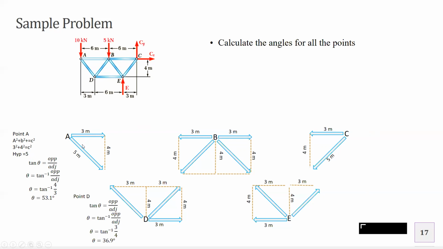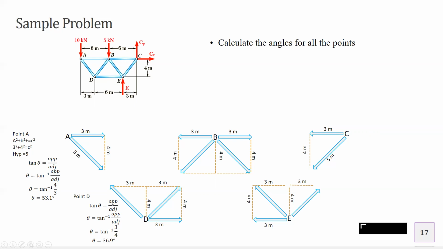But that's not our angle. That just gives us our distances. What we can do is figure out our angles. Since I know my adjacent and my opposite, I can use my tangent function. Tangent of my angle is opposite over adjacent. Then we have to do the opposite of tangent, which is inverse tangent. So the inverse tangent of opposite over adjacent, which is the inverse tangent of 4 over 3, gives me 53.1 degrees. Now we can look at point D as well, and we can do the same thing.